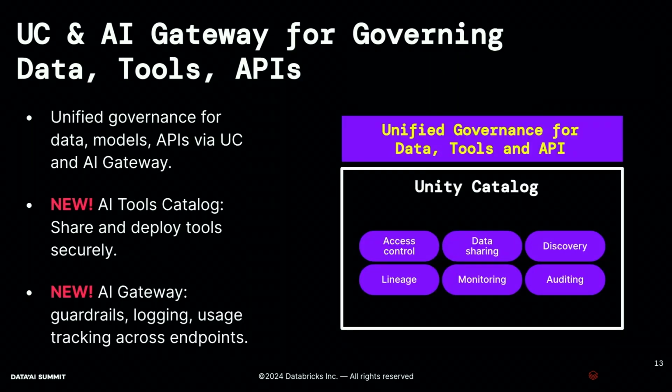Right, finally, governance is a very core part of Databricks, and we are extending this concept of governance to also include tools and endpoints. The tools can now be managed in a similar way you manage your data and models. And then you can manage all your endpoints through AI Gateway in a very consistent manner. We're also introducing a couple of things in AI Gateway, such as guardrails, usage tracking, and payload logging.